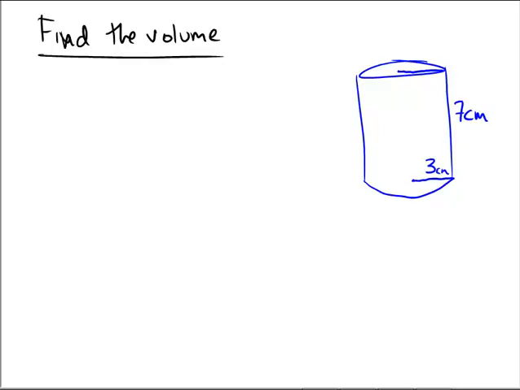So we're asked to find the volume of a cylinder in these problems. So we have to remind ourselves of the volume of a cylinder. The volume of a cylinder is given by pi r squared multiplied by height. Pi, radius squared, that's the area of the circle on the bottom, multiplied by the height of the cylinder.